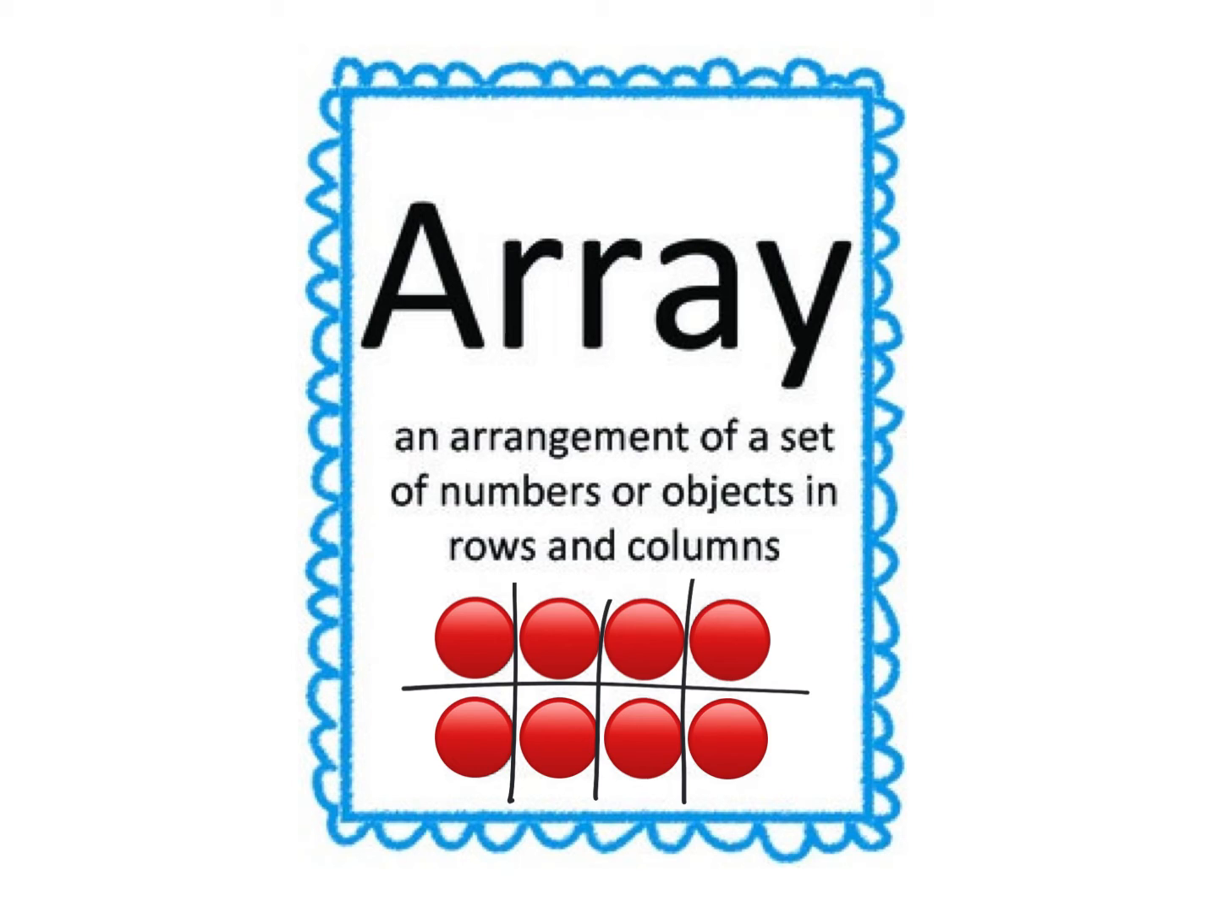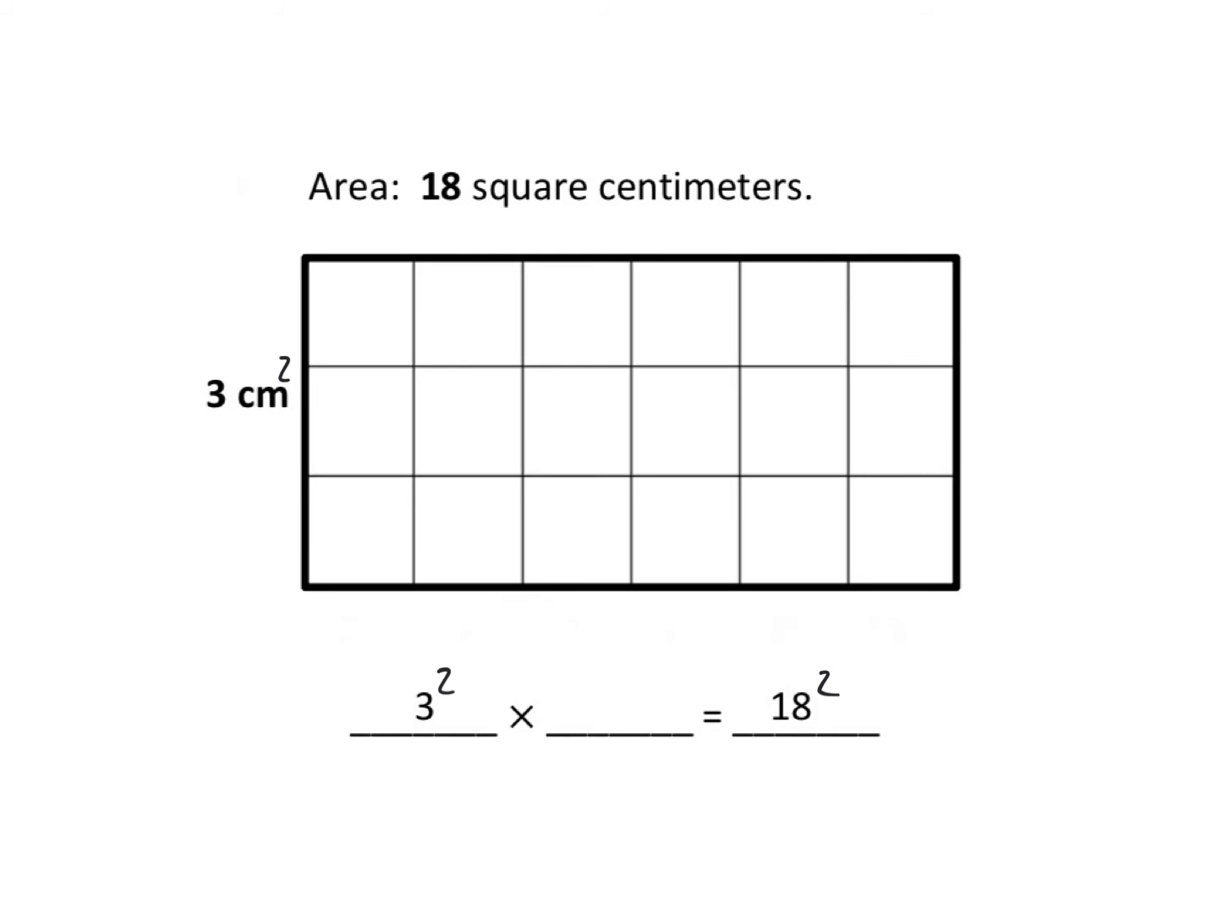So if we count up how many circles we have in our rows and columns, we can say that our array has an area of 8. A much easier way you could find the area of this array is multiplying the 2 rows by the 4 columns. So for our first example, we have our array's area as 18 square centimeters, and we're given one of the side lengths of our array as 3 centimeters.